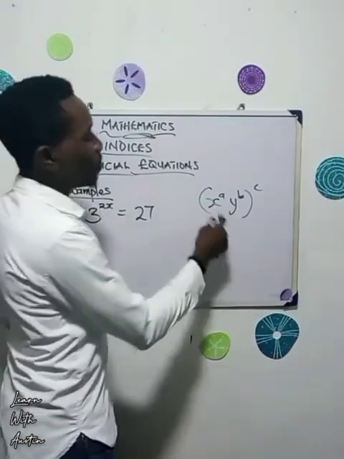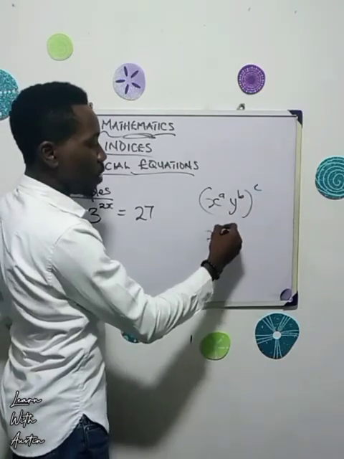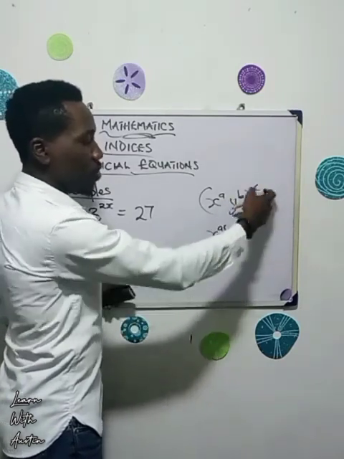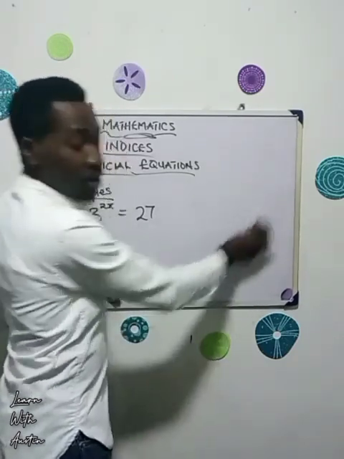So x raised to the power a times power c will give you x raised to the power ac, and y raised to the power b times power c will give you y raised to the power bc. Alright, so the laws of indices apply here.